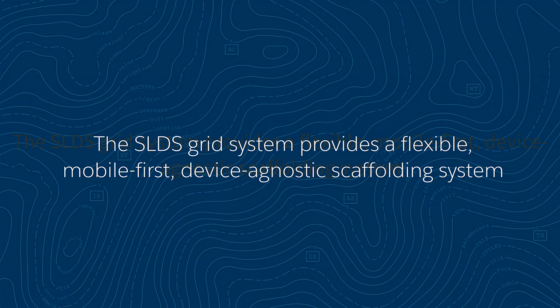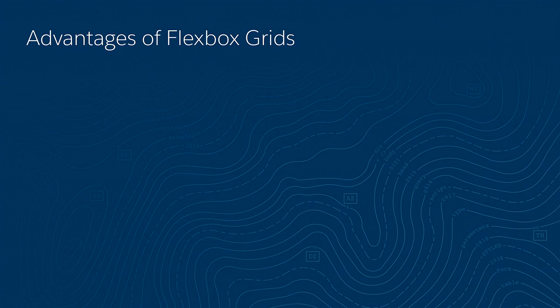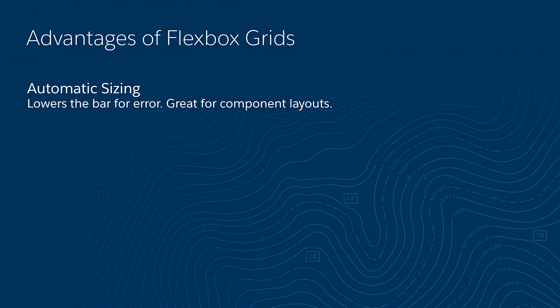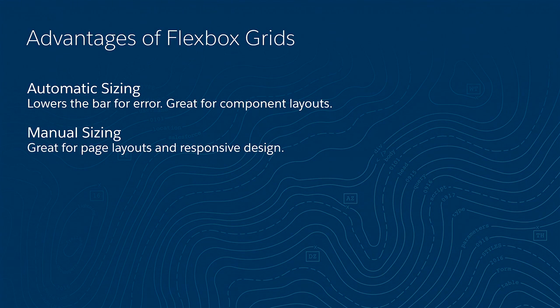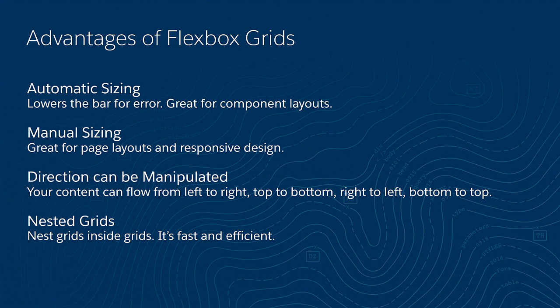So the SLDS grid system is a very flexible, mobile-first, device-agnostic scaffolding system. And you'll find it in the utilities section of the components, as we mentioned earlier. Some of the advantages of Flexbox grids are you can have automatic or manual sizing, depending on your needs. You can manipulate direction without changing the DOM. You can nest all you want, which is great.